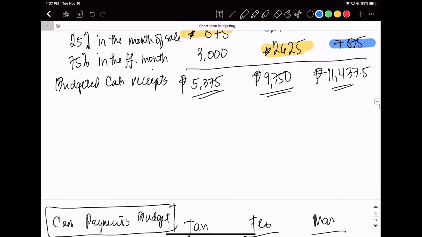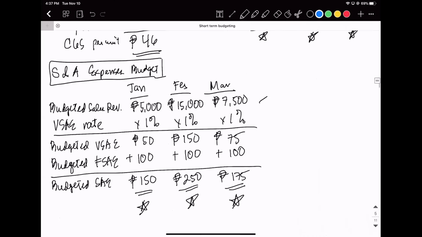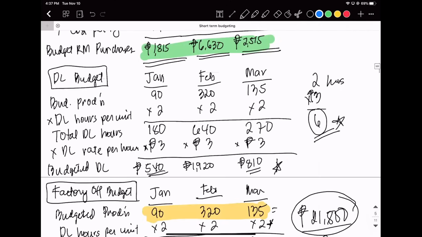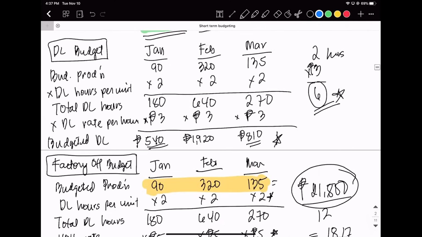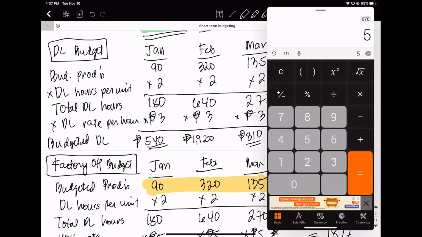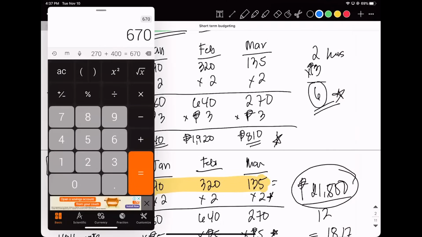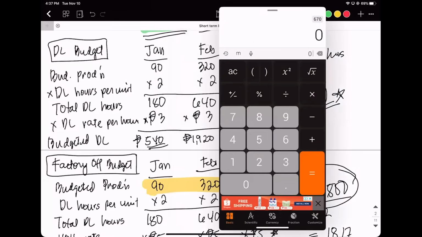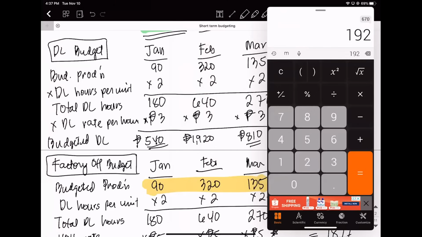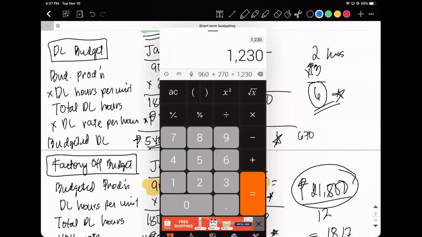Dito na natin kaya kumpitin sa direct labor para mas mabilis. Ayan. So, ito yung payments, ha? Ulit. So, 540. Definitely, 270 yan. Plus 400. Ito yung last month. So, 670. Ayan. So, this month, February, 1920 naman, divided by 2 also, plus yung 270 last month, January. So, 1230. Ayan.